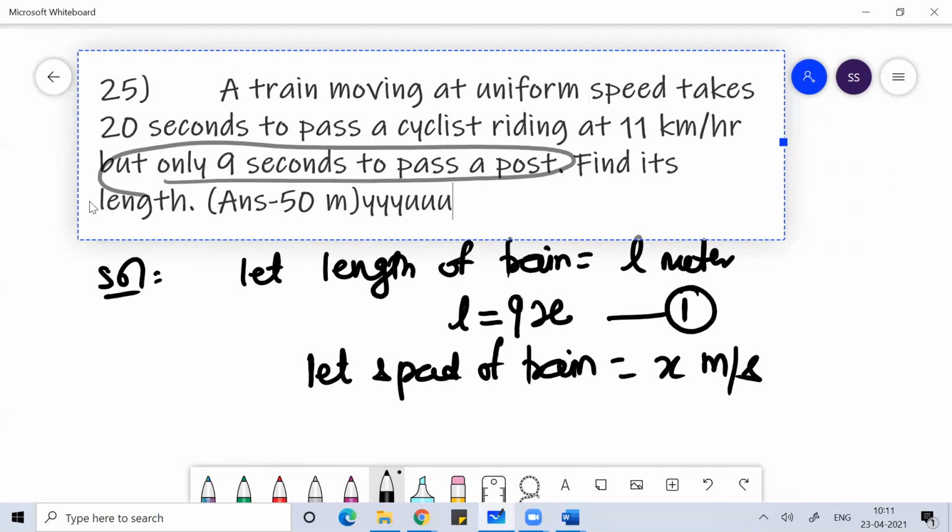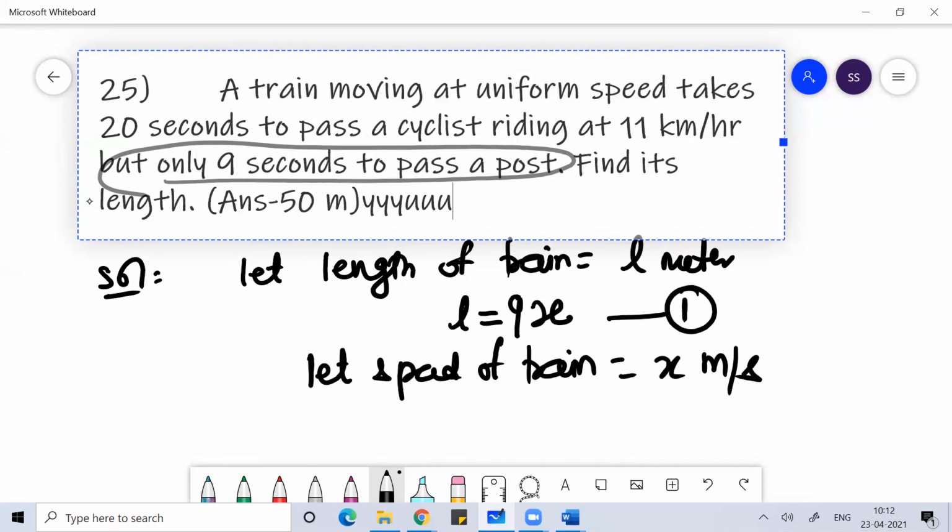So when we talk about an electric post, we are not considering the length of the electric post. And here, why did the train take 9 seconds to cross the electric post? Because the train has to cover its own length. So the time interval between when the front end of the train crossed the electric pole, and when the last end of the train crossed the electric pole, is 9 seconds.